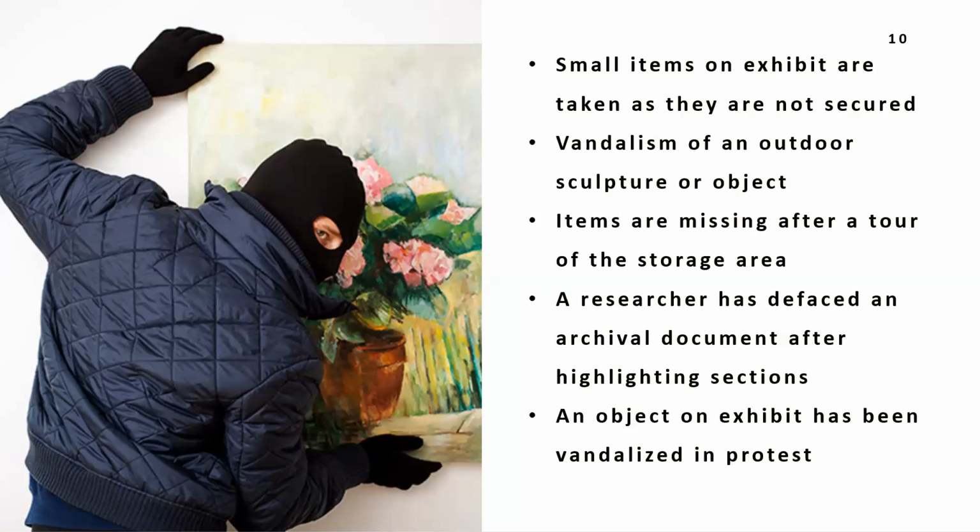Vandalism of an outdoor sculpture or an outdoor object or your building can be vandalized with spray paint and certain images sprayed painted on there. And items may go missing after a tour of the storage area. A researcher has defaced an archival document after highlighting sections, or penciling in sections, things like that. Or maybe an object on exhibit has been vandalized in protest as well.